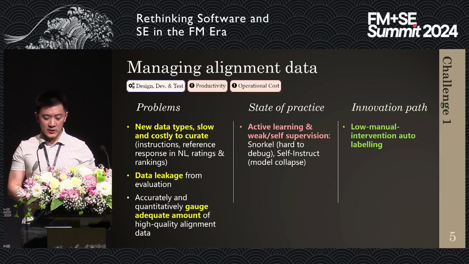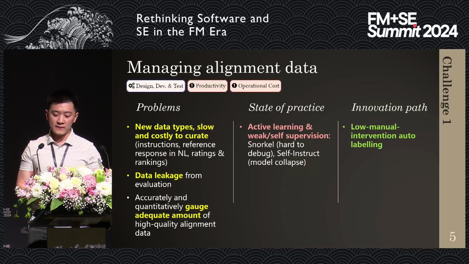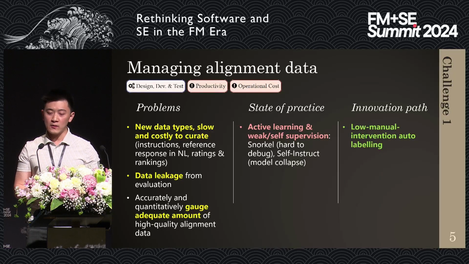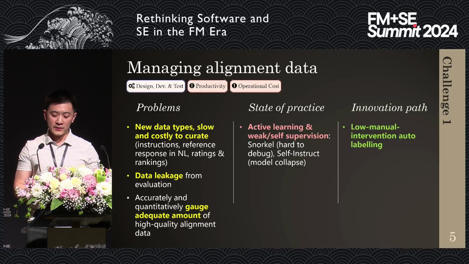So what do we think we should do moving forward? We believe we need to invest in researching low manual intervention auto-labeling methods, and also try to utilize open source and inner source mechanisms to curate the data with license compliance guarantees.